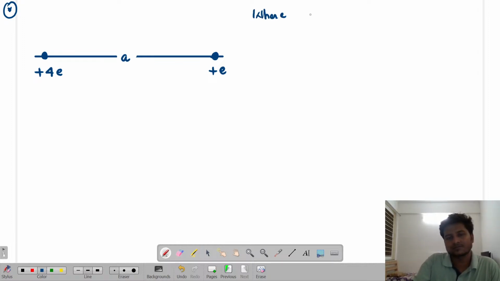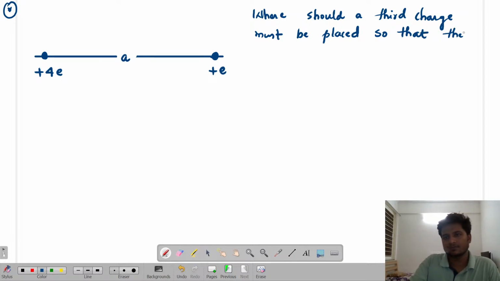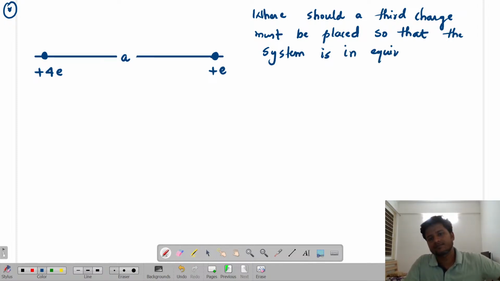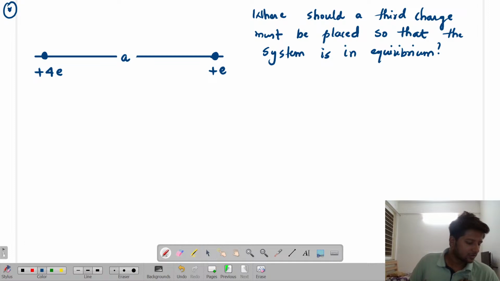third charge must be placed so that the system is in equilibrium। Okay, good, so that the system is in equilibrium। This is the first question.